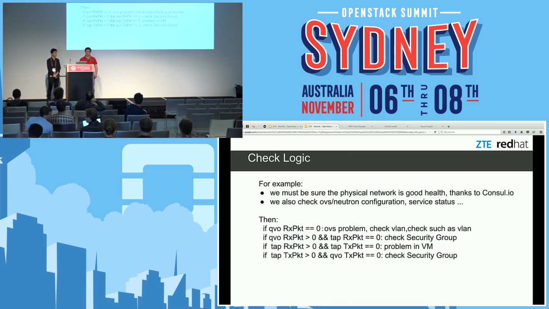And this indicator can make new rules to analyze and troubleshoot the issues automatically. So the idea behind that is we can first check that the physical network is in good health, thanks to consul.io. And we also check the configuration, like whether the services are up and running correctly. Then we can specify some rules on the QVO and tap on the route of the packets. If no packets pass through, we can suspect an OVS problem or VLAN or tagging problem. Afterwards, if you see more packets in one direction, we can suspect the security groups, or maybe a problem in the VM.